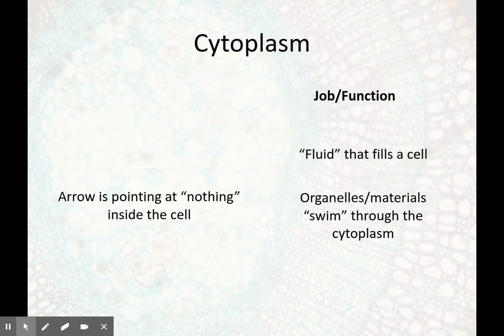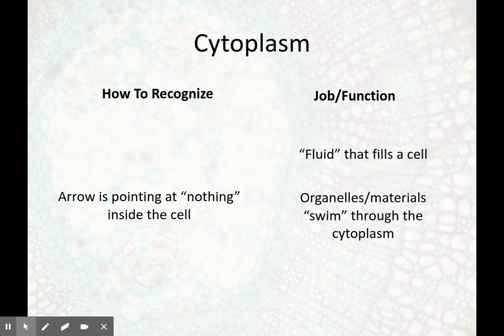So let's start off with the cytoplasm. The cytoplasm you can recognize on a diagram as having an arrow that's kind of pointing at nothing inside the cell. It's just the fluid that fills the cell. So that's its job, to fill the cell. It's kind of like a water balloon. So the cytoplasm is a thick jelly-like water. It's like a thick water that fills the cell and helps fill it up like a balloon. The other job of the cytoplasm is for organelles and materials to kind of swim through the cytoplasm.